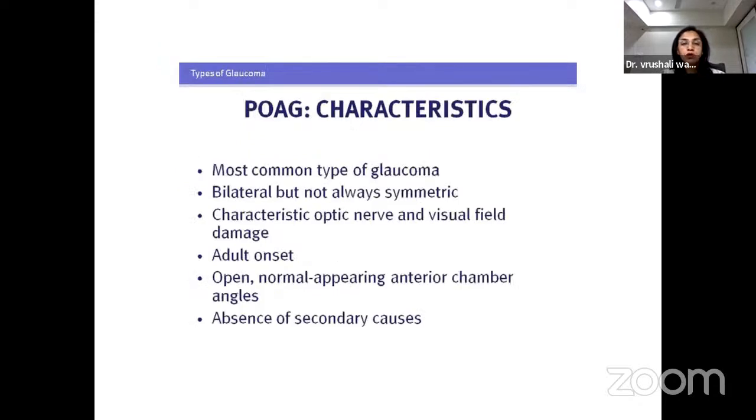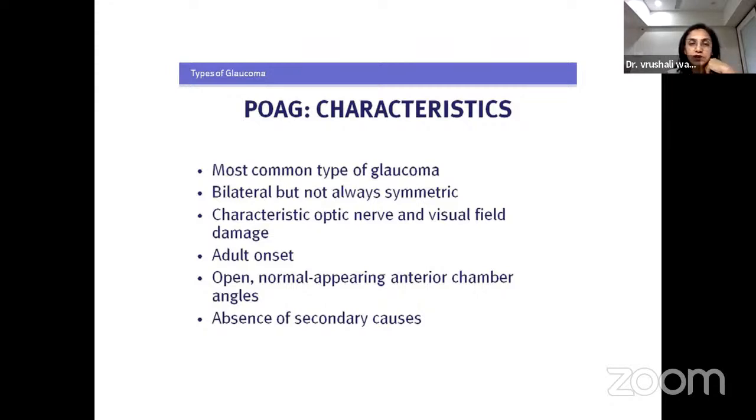Coming to primary open angle glaucoma, as I told you, this is the most common type of glaucoma we see in our practice. Generally it is bilateral, but asymmetry is always there. One eye is more severe as compared to the other eye. It has characteristic optic nerve and visual field changes with an increase in intraocular pressure, a moderate increase in these patients, and patients are generally asymptomatic.